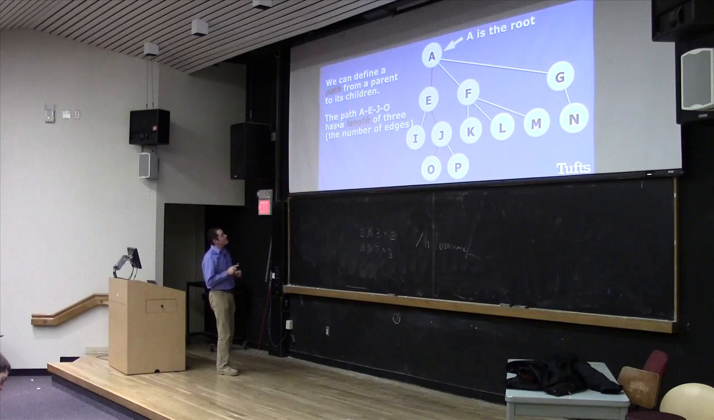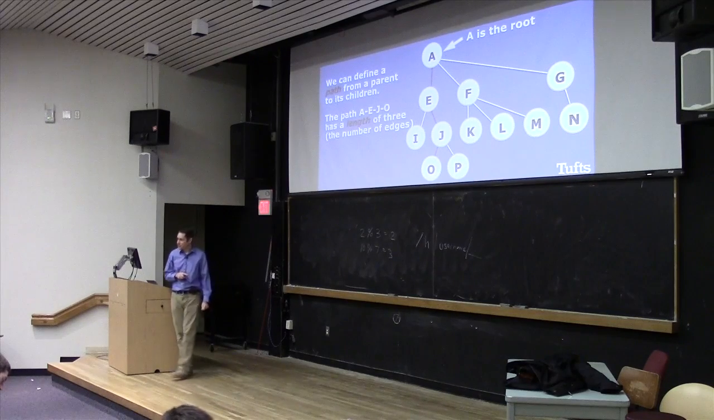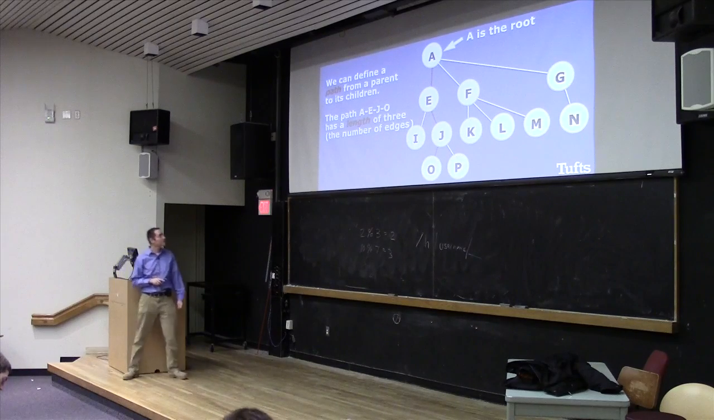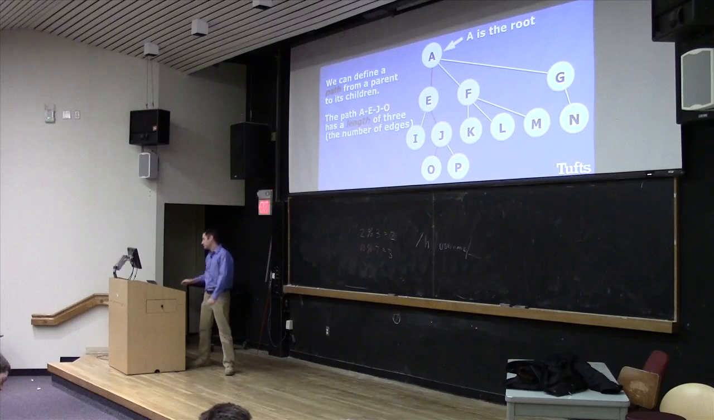All right, the length is just the number of edges. So the length from A to O is 1, 2, 3. Even though there are 4 nodes, the length is 3. How far does it take to get to O? 1, 2, 3 jumps, or 3 nexts, or whatever. That's the length. A lot of nomenclature for this one.